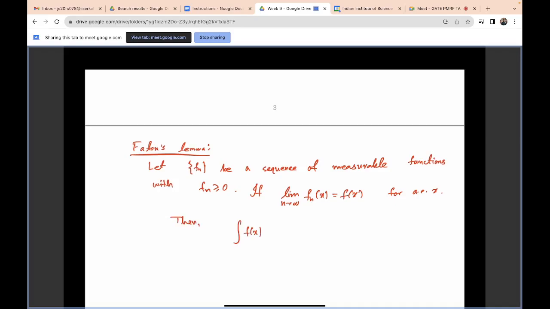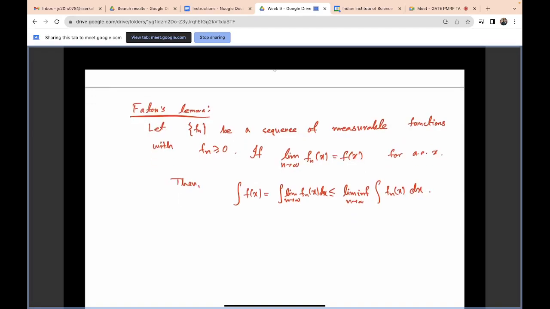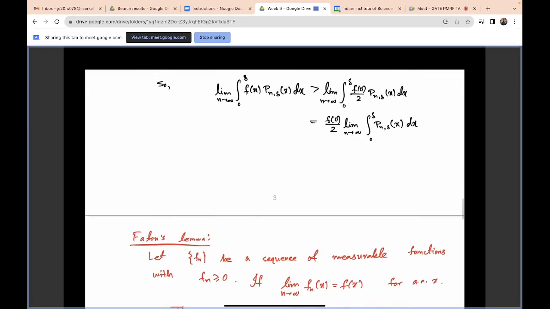Then the integral of f(x), which is the limit as n tends to infinity of f_n(x) dx, is less than or equal to the lim inf of the integral of f_n(x) dx. So it is saying that you can take the limit out from inside, but you have this inequality sign. Okay, so we will use this one here.